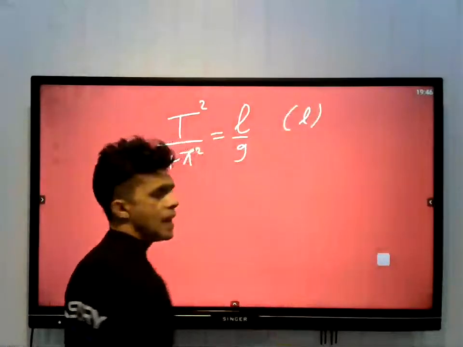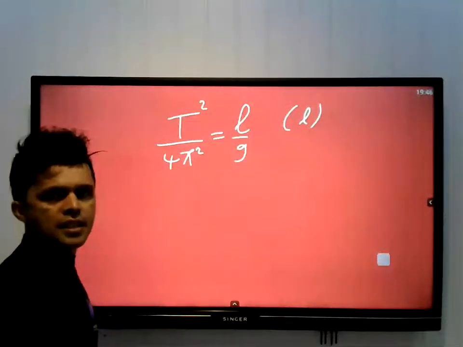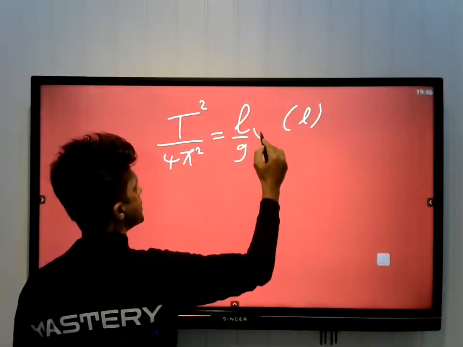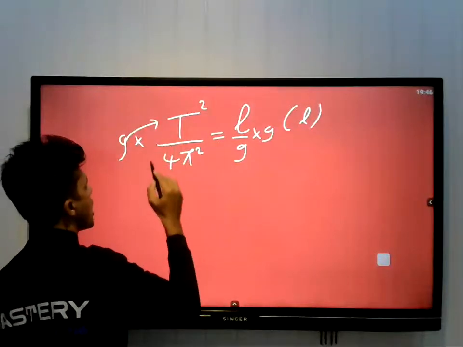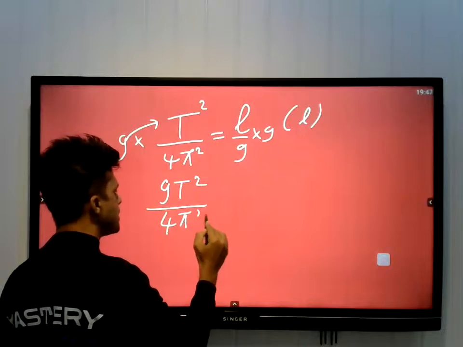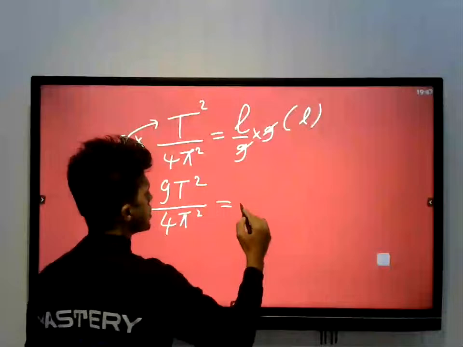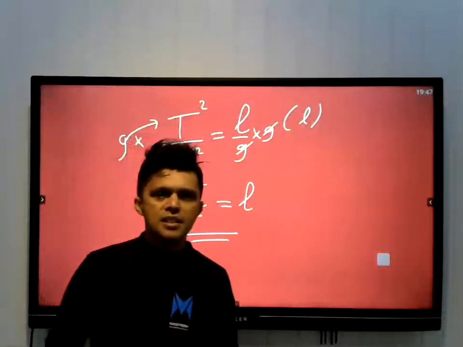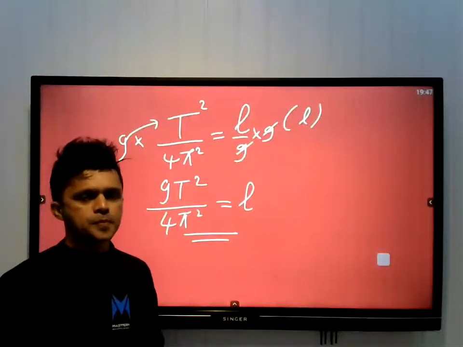Let's write the term L as the subject. How can we write the term L as the subject? Both sides can be multiplied by g here. This side by g, this side by g. So g t square over 4π square equals, and g and g can be cancelled out, so equals L. This is a way of writing the term L as the subject of this formula.